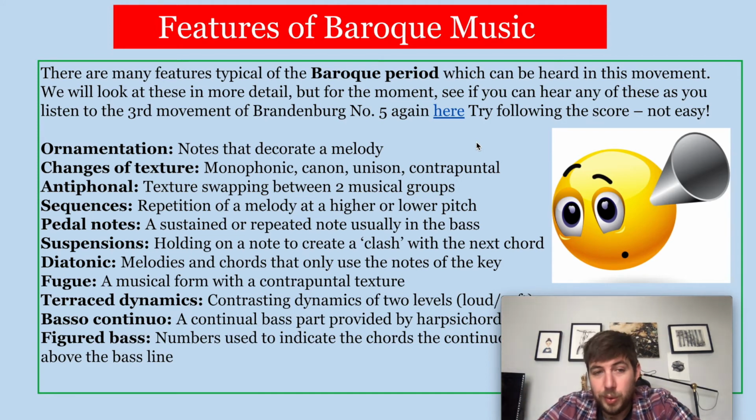Suspensions, we've looked at those with chords. Diatonic, melodies and chords that only use the notes of the key. A fugue. Terrace dynamics, so contrasting dynamics of two levels, because you didn't really get much dynamic variety in the Baroque period. You only really had those two levels, really, really loud or really, really quiet. Basso continuo, which we've known, and a figured bass, which you'll have seen on Music for a While, and we spent some time trying to work it out. If you're unsure, go back and have a look at Music for a While and see how to work out a figured bass.